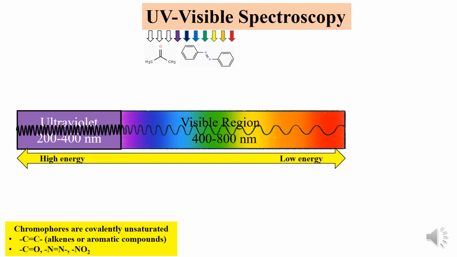Now chromophores, as I already mentioned, are covalently unsaturated groups. And when the radiation strikes the molecules bearing these chromophores, a specific wavelength of light, it could be in the UV region or in the visible region, is absorbed, and the unabsorbed radiation is reflected back. When it strikes the retina of the eye, it is seen as a characteristic color as seen by the observer.